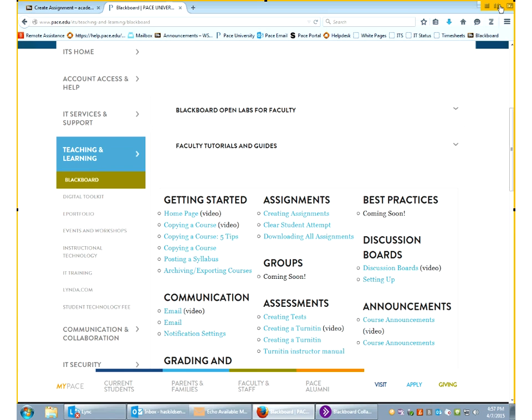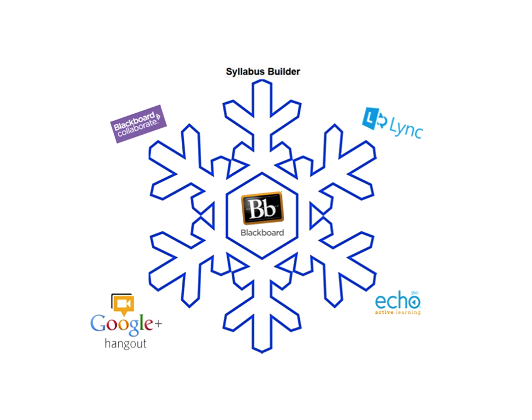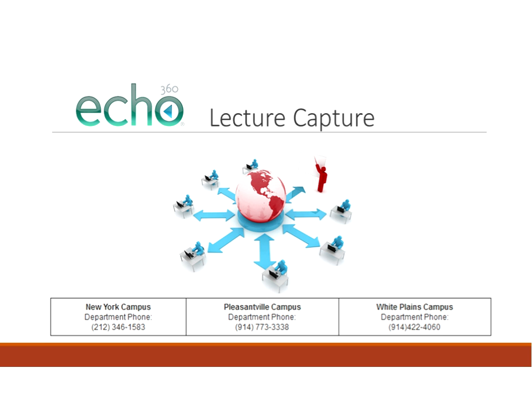So that's Blackboard. The next tool that I want to discuss today is Echo 360 Lecture Capture. And what Lecture Capture is, it's a way for you to pre-record lectures and make them available online to your students. And this has two major purposes. The first is if you want to cover a certain amount of content but want to stay in line with the schedule you have outlined in your syllabus, you can make a quick lecture capture and send it to your students so that you can cover content without having to meet in person.